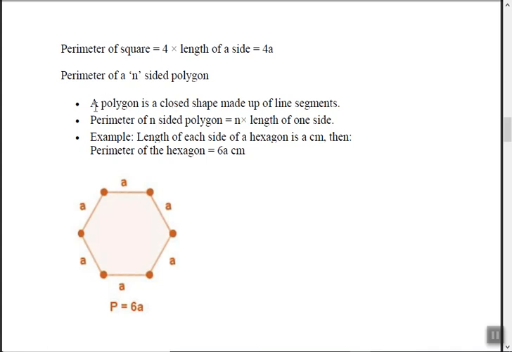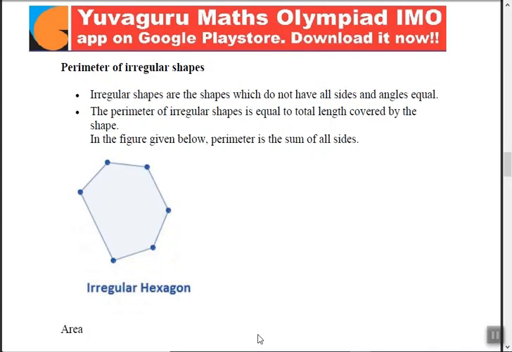Here, a polygon is a closed shape made up of line segments, right? Perimeter of an n-sided polygon equals n into length of one side. See this A. How many sides? 6. So 6 into A, right? Perimeter. Why? Because all the sides are equal. That's why it's possible.